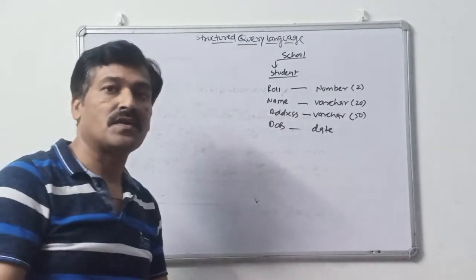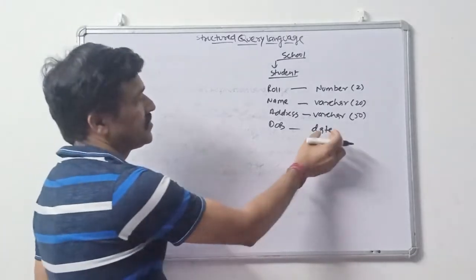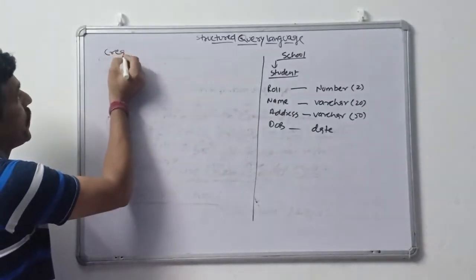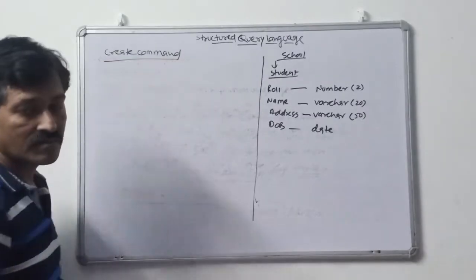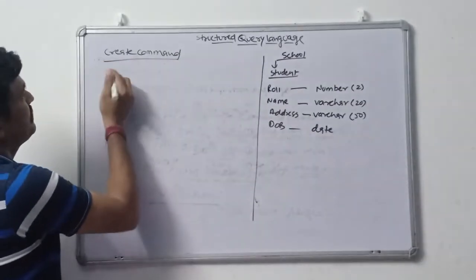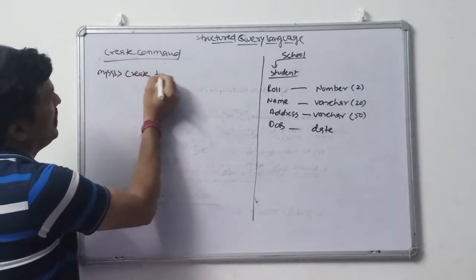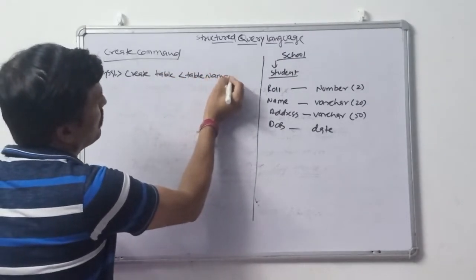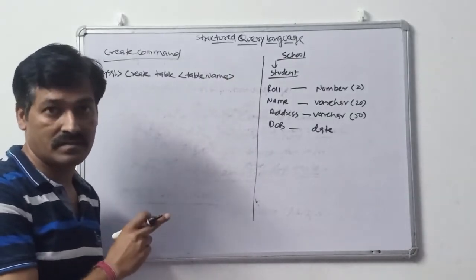The number of characters, number of digits, what should it be? No, that is not needed. So date type. The syntax for creating a table by using the create command. So the syntax is, in MySQL prompt, create table name. No semicolon is placed, keep in mind, because this is not the full command.